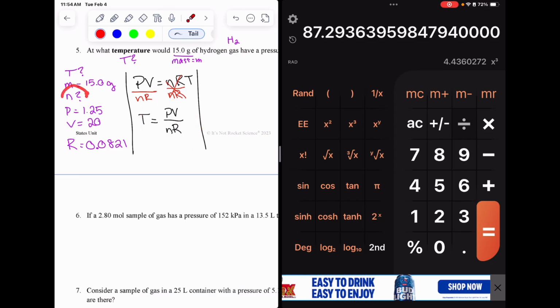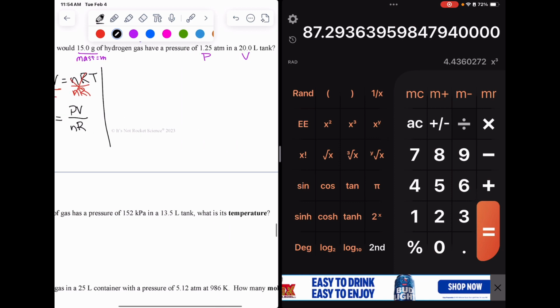However, we still don't know n. n would be our number of moles. But we know this is hydrogen gas. We know the mass. We just need to find the number of moles. So let's go ahead and find molar mass.